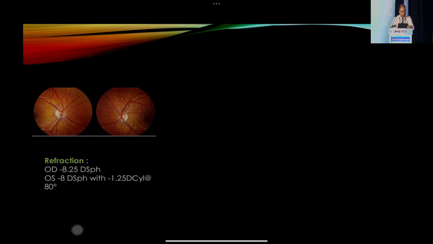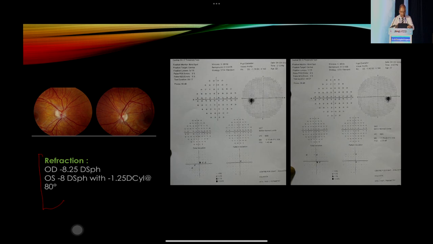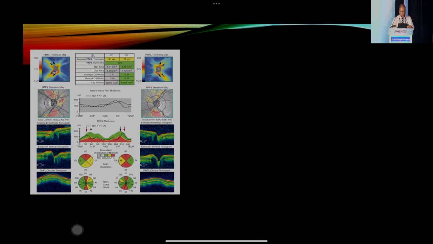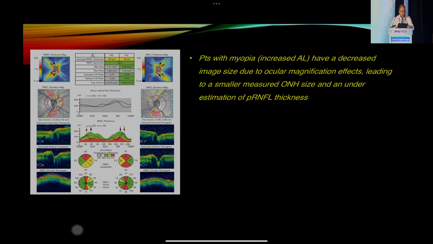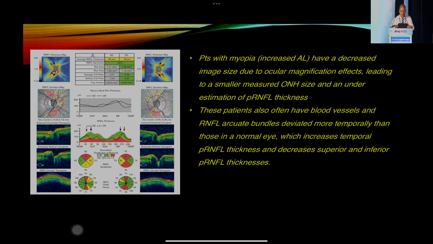Now, the final clue, the most important clue, rather, the refraction. This patient is actually a high myope, minus 8.25 and minus 8 diopter spherical. Of course, the perimetry is normal. So basically, why all these reds and yellows in the RNFL thickness? As has been discussed briefly, we all know that patients with myopia have a decreased image size due to ocular magnification effects, leading to a smaller measured ONH, and hence an underestimation of the RNFL thickness. These patients often have blood vessels and RNFL arcuate bundles deviated more temporally. Like here you can see the bundles are deviated temporally. They should have been here in normal people.